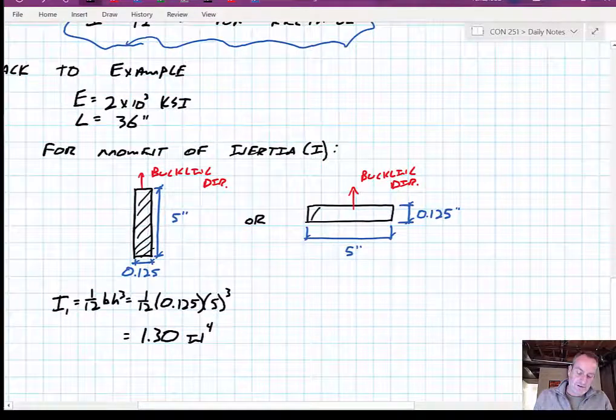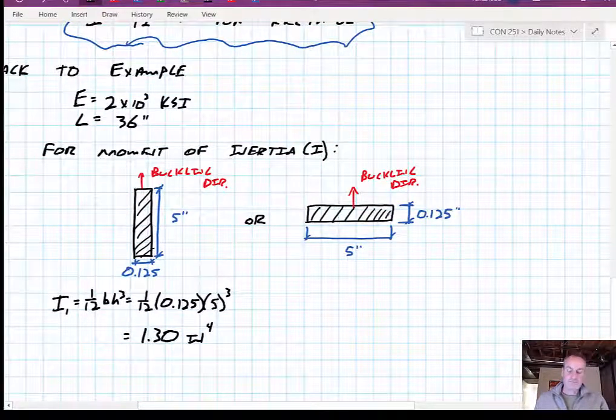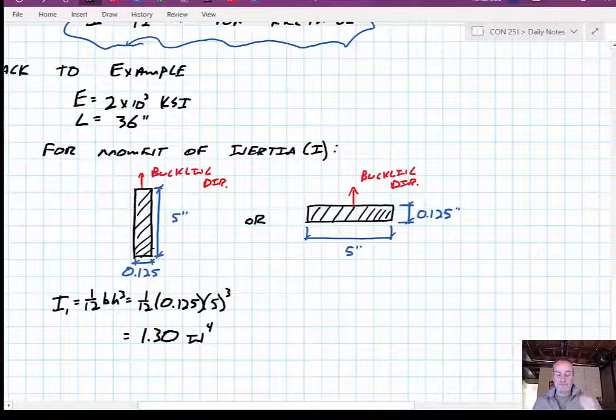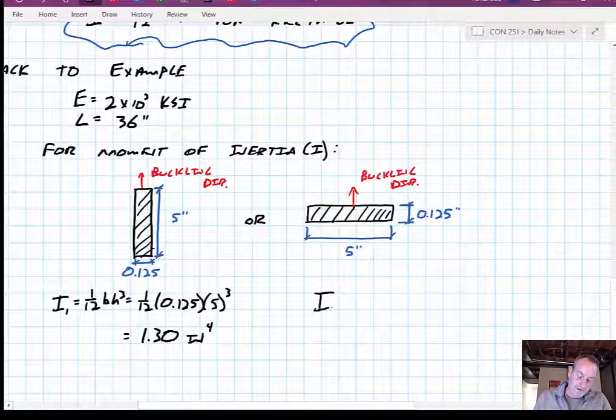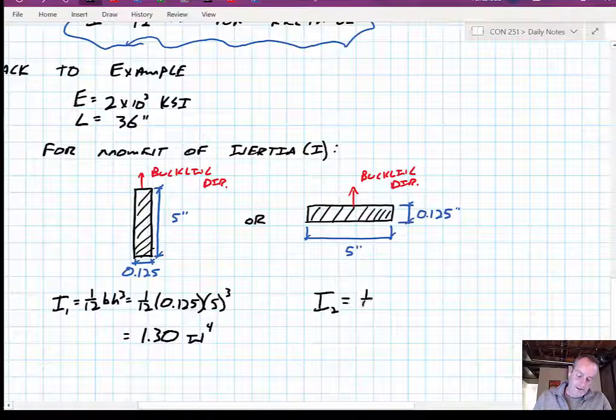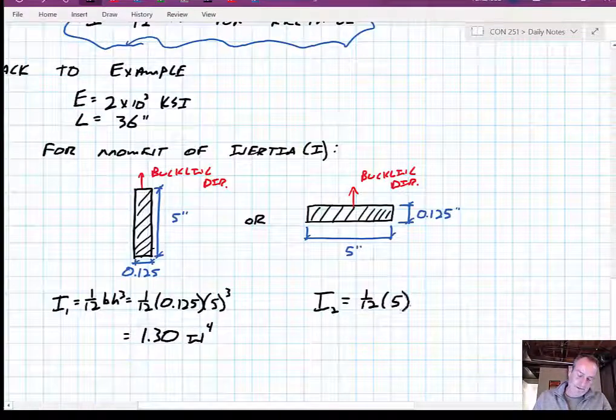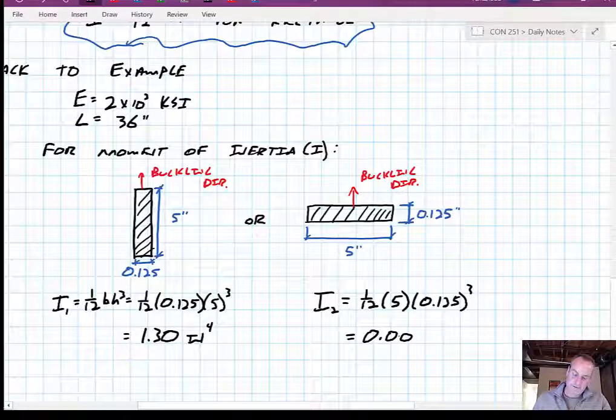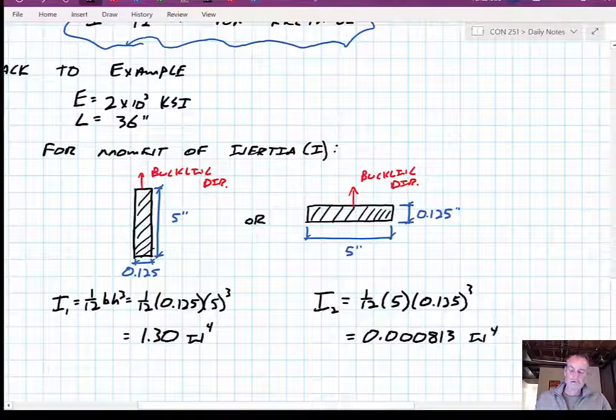Now, if I were to turn it sideways and ask what if it buckles in the 5-inch direction, meaning the 5 will be the base, I have a second moment of inertia value: 1/12, the base is 5, the height is 0.125 or an eighth of an inch, cubed, giving me a value of 0.000813 inches to the 4th.